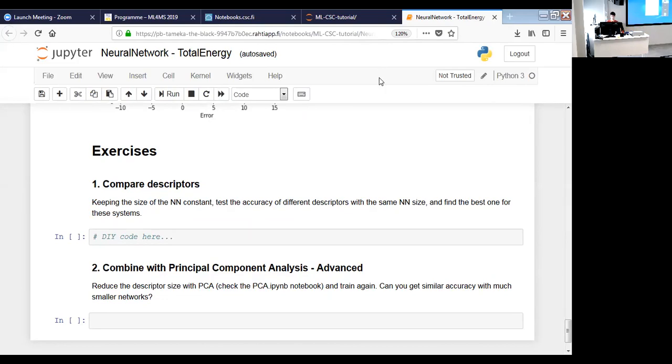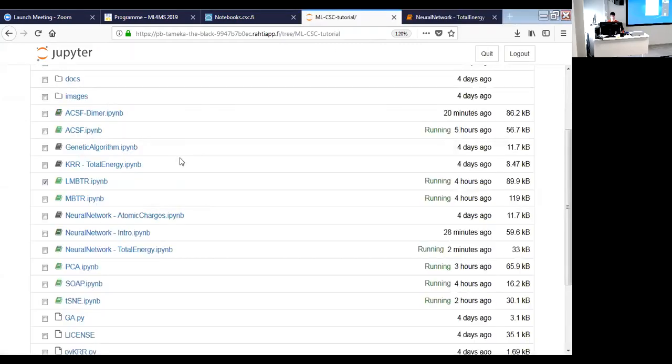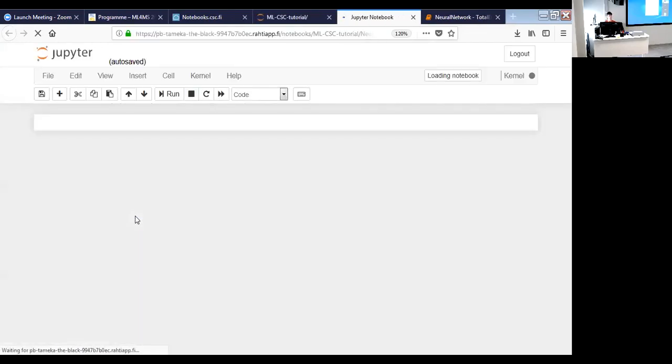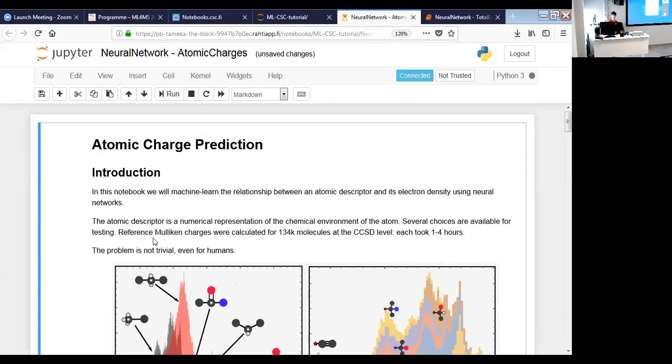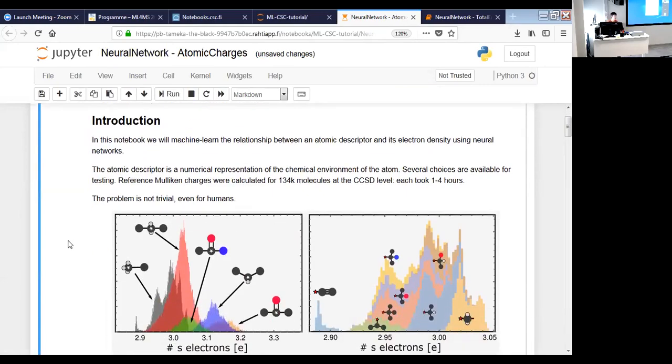So next, we are going to try a local atomic property predictor. We're going to use neural networks to predict atomic charges. In this case, we have descriptors of atoms, and we're going to try to predict Mulliken charges. The problem is not simple.